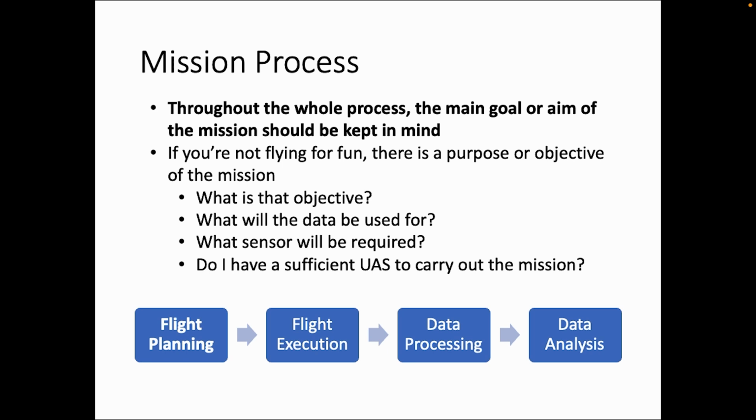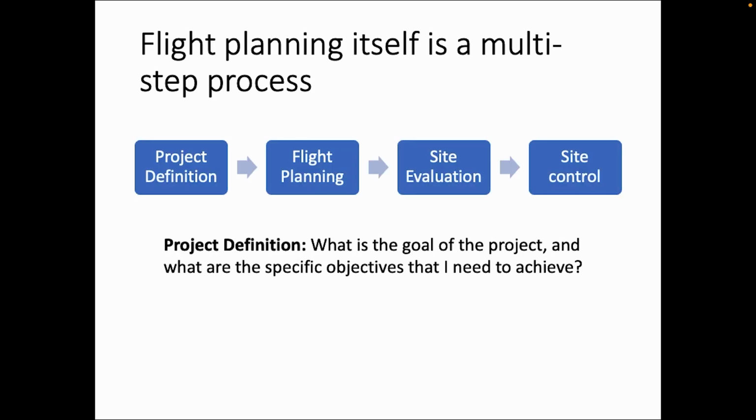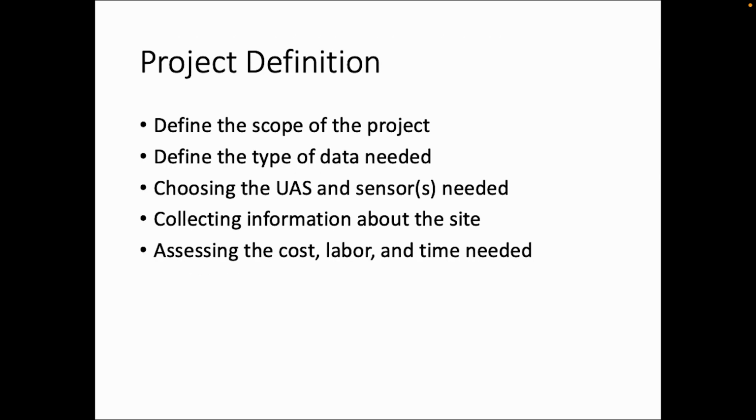And in order to do that, you want to make sure that you'll be able to meet the objectives of your mission. You'll want to make sure that you get the proper resolution, that you are using the right kind of sensor in order to get the data that you need. Do you have a sufficient UAS to carry out the mission? So you want to define your project first. What are the specific objectives that you want to achieve? You're going to do that by thinking about the scope of the project, the area that you're going to fly, the location, the type of data that you're going to need, the particular UAV or UAS that you're going to need, and assessing cost, labor, and time.